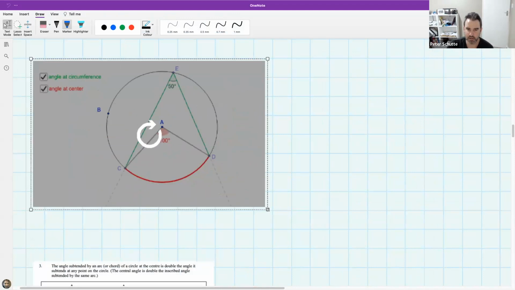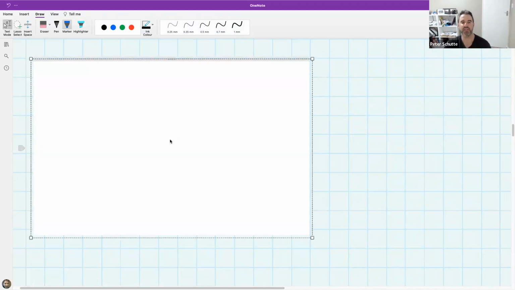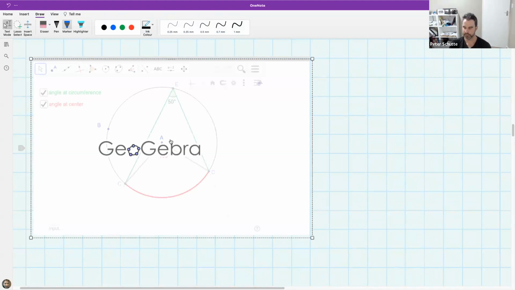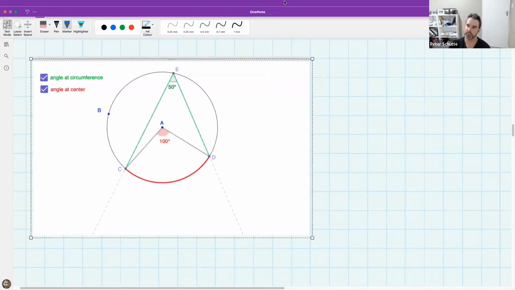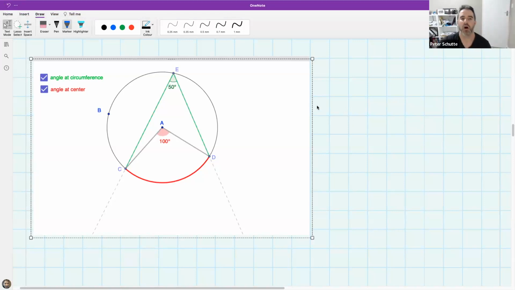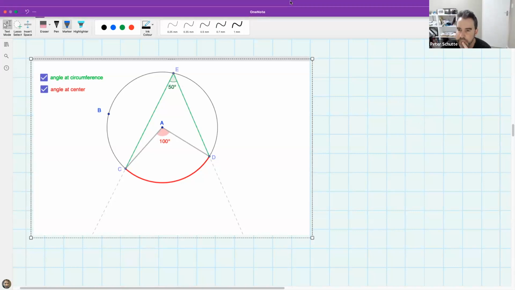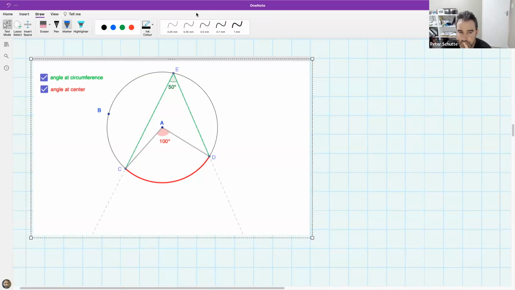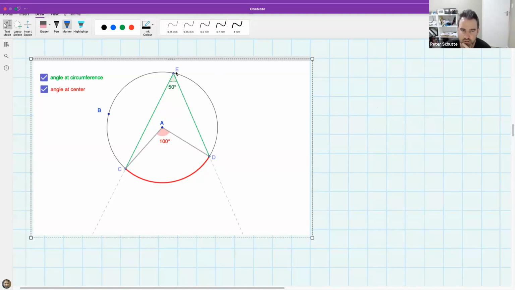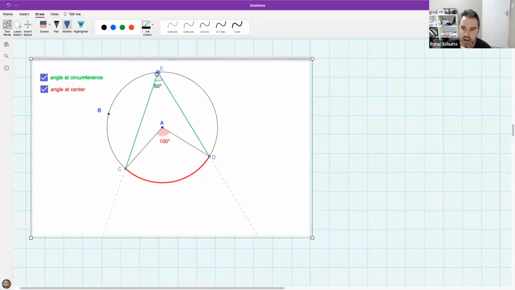Okay, what is the picture on the board right now of? What theorem does this deal with? Let me know in the chat. Okay, so we have angle. Okay, angle at center is twice the angle at the circumference. Yes. Now, here is one of the challenging things about this proof.